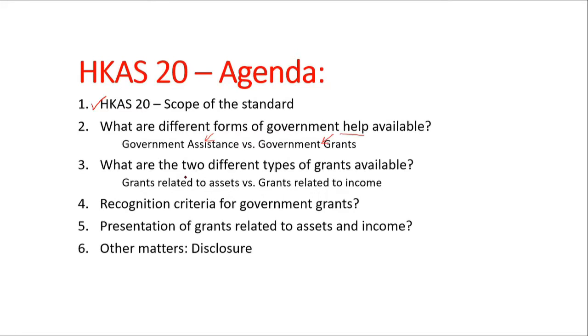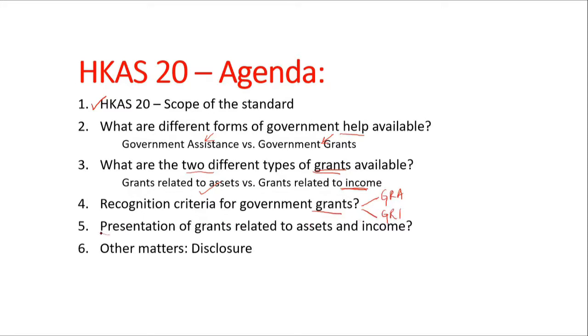Further, we are going to look at the two different types of grants available. There's grant related to assets and then grant related to income. So two different types of grants, given for two different purposes. We are going to look at the difference between both of them, and then the recognition criteria for government grants, which will include both government grants related to assets and government grants related to income.